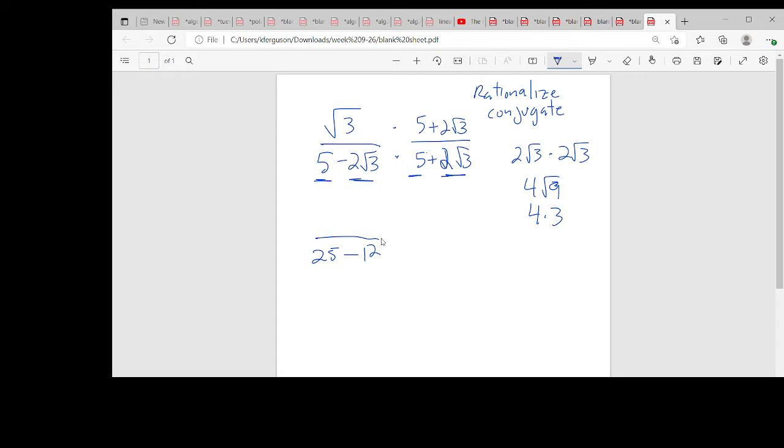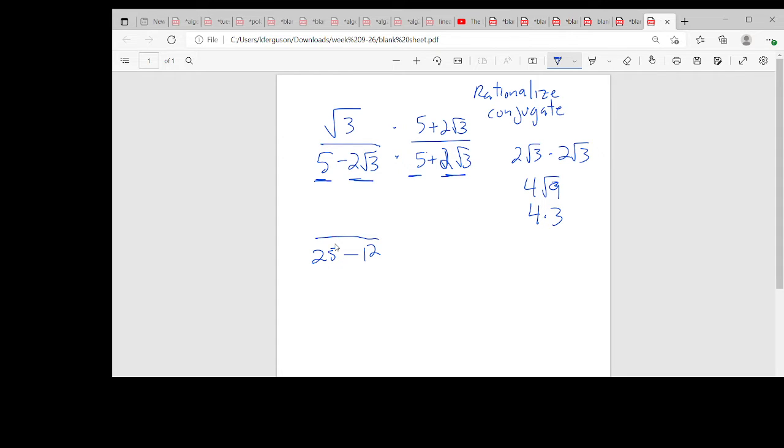Yep, because that's the thing, Nashila, is 4 next to the square root of 3. We treat it just like a variable. What's 4x? That's 4 times x. So what's 4 square root of 9, that's 4 times the square root of 9. So that's 12.